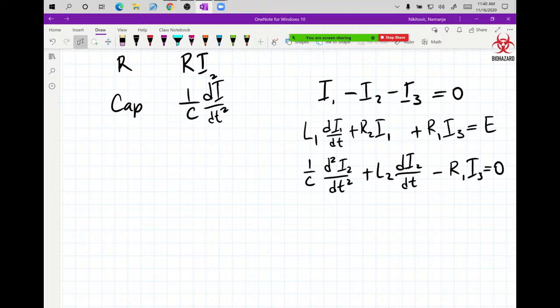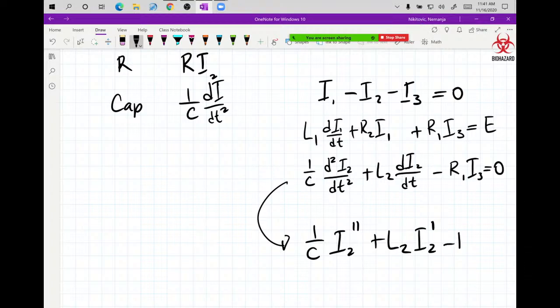And what I have here is, oh, but we still didn't learn that. We can't deal with these terms yet. There is a reason why this is at the end of chapter 5. We have a lot of holes, but I'm hoping that you guys see that this equation here can be converted into 1 over C I2 double prime, you write it that way, plus L2 I2 prime minus R1 I3 equal to 0.